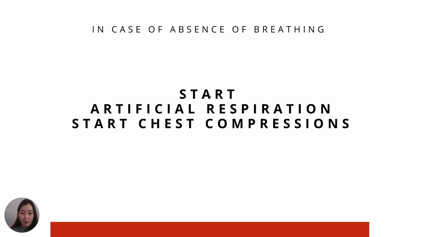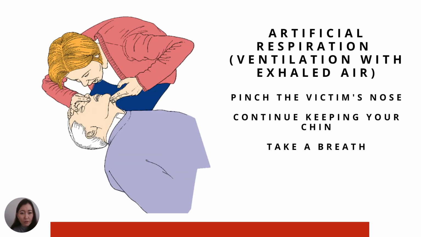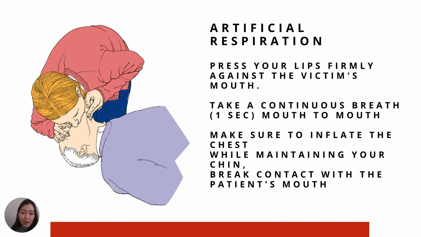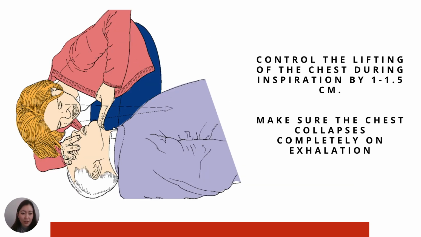The next, in the case of not breathing, you can start artificial respiration and chest compressions. Sometimes in medical literature, it is named pulmonary resuscitation. So we start this process, artificial respiration. We pinch the victim's nose, then we make our lips firm with the victim's lips, and we do inhalation. While doing inhalations, please control the lifting of the chest during the inspiration, because if you're doing it wrong, the stomach of the victim will move, not the chest. In the right inspiration, you will see that the chest is moving.